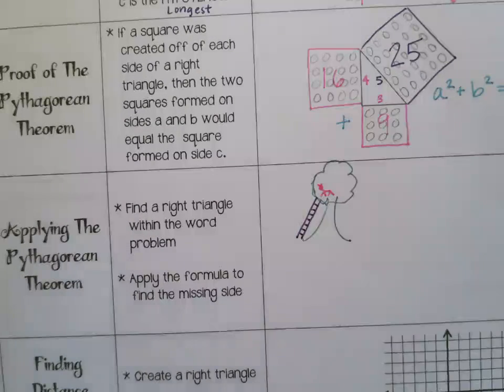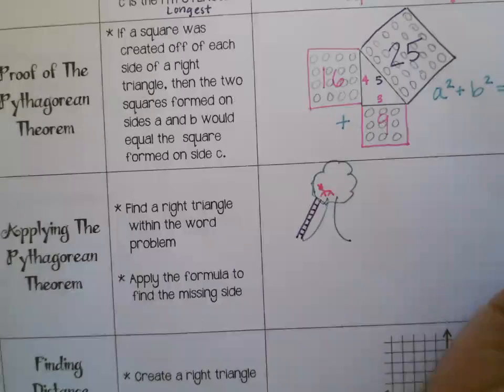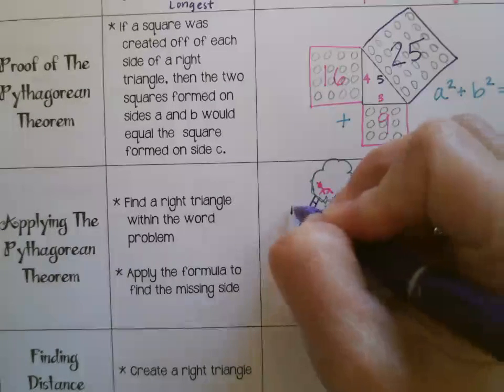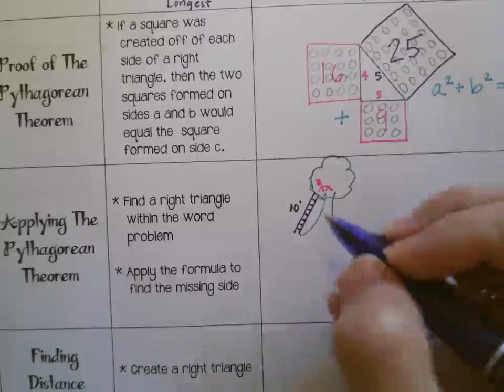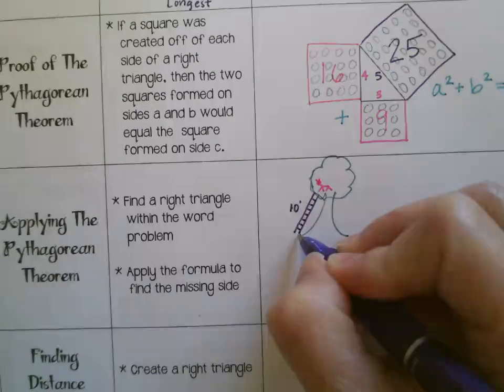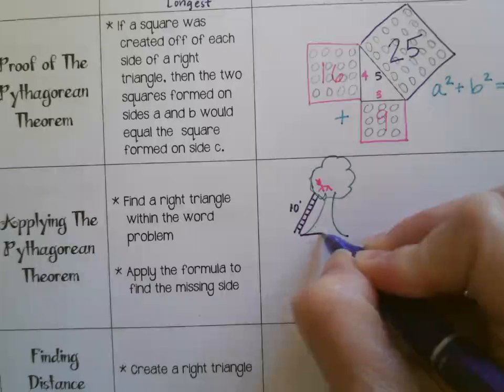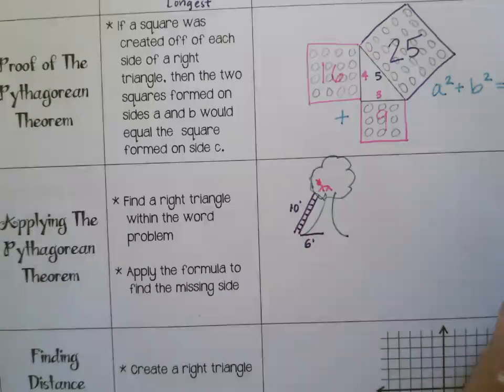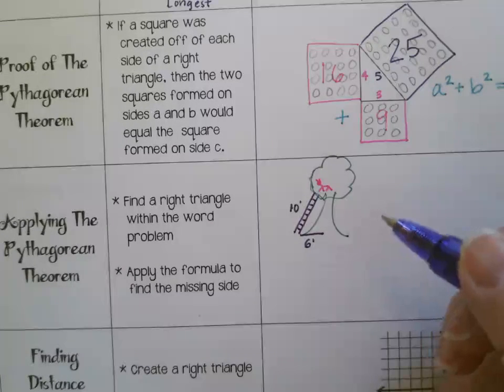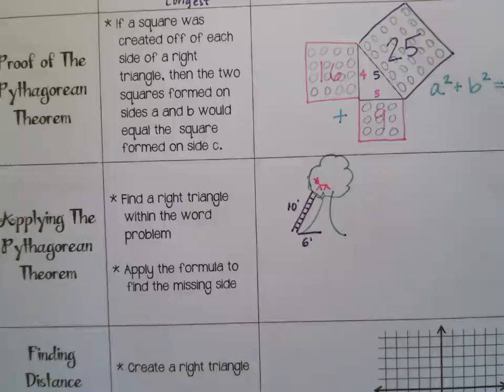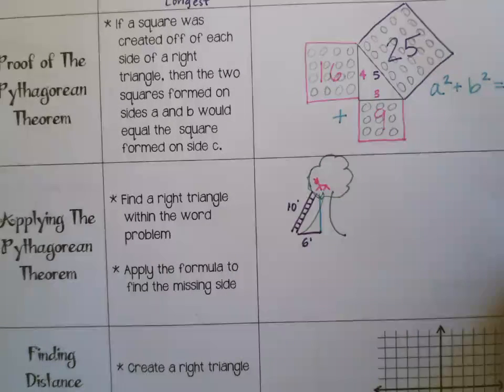So here's my ladder. All right, so I don't know how high up the tree the cat is, but let's just say that we're using a 10-foot ladder, okay? And let's say I place the ladder exactly 6 feet from the base of the tree, okay? Now, this is a three-dimensional drawing that doesn't look three-dimensional at all, so let's just pretend. All right, so my question is, how high up the tree did the cat go?